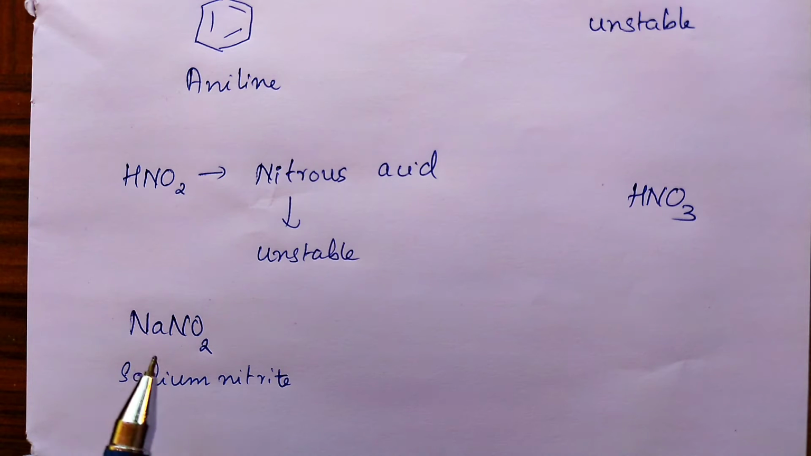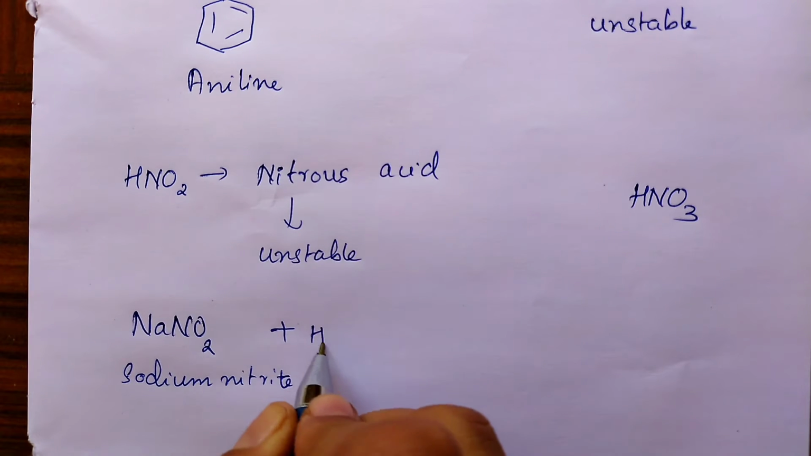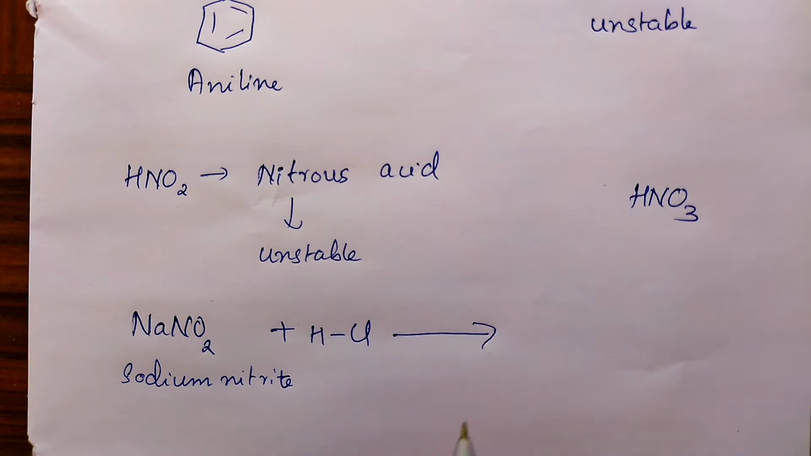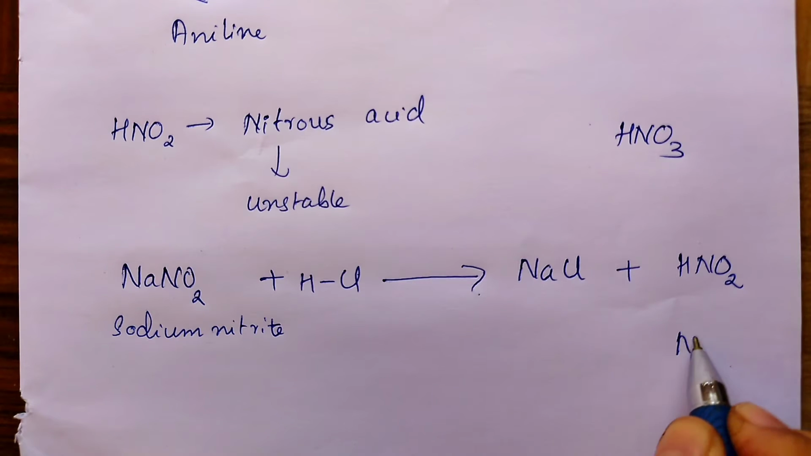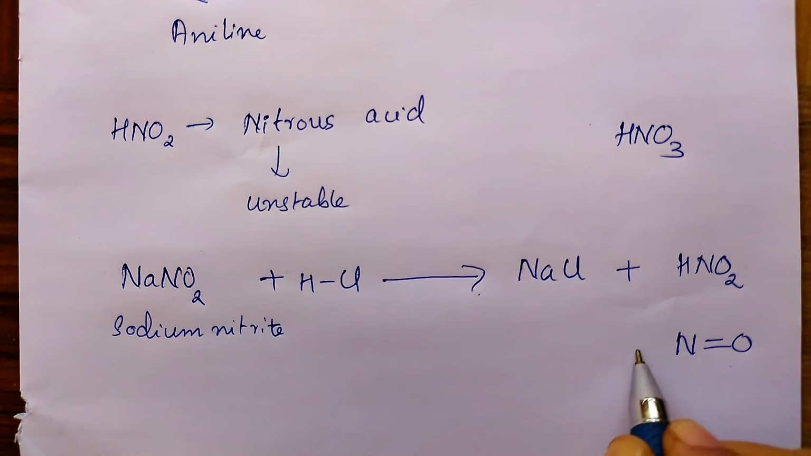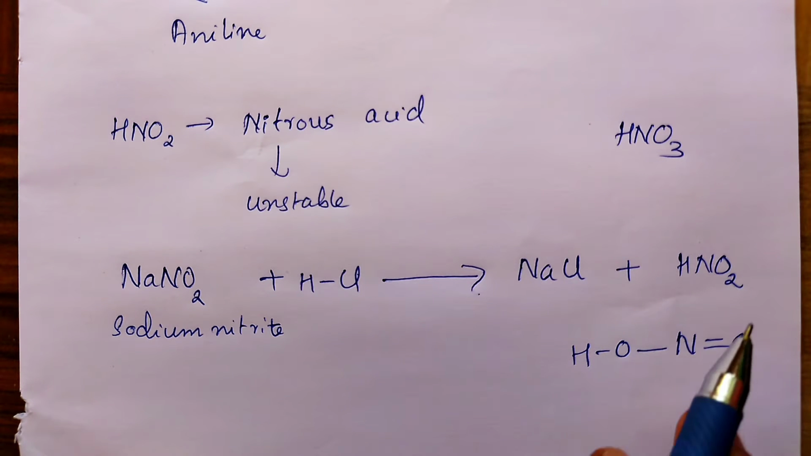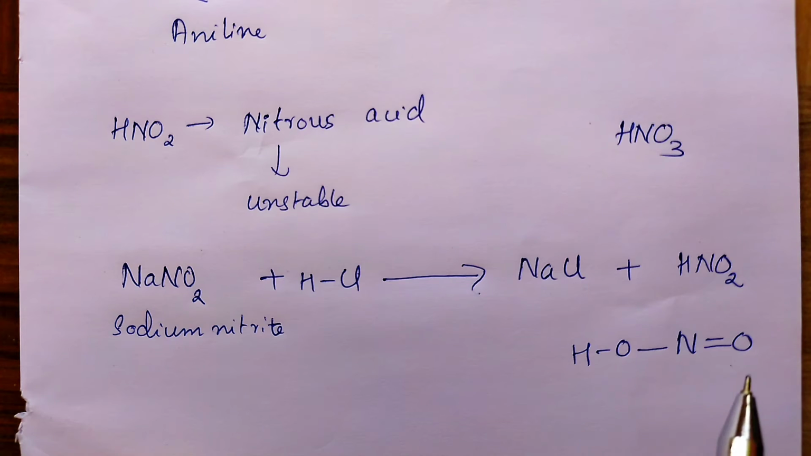We have to take a salt NaNO2, that is sodium nitrite. Remember students, it is not nitrate, it is nitrite, NO2, and treat it with concentrated hydrochloric acid. At that time, a simple reaction takes place. We get NaCl and HNO2 as the products. So what is HNO2? It is nothing but nitrous acid. Let me write the structure of HNO2 here. N double bond O, single bond O, H. HNO2. This is the structure of nitrous acid. So the main reagent is ready now.